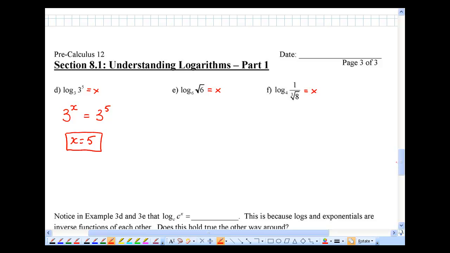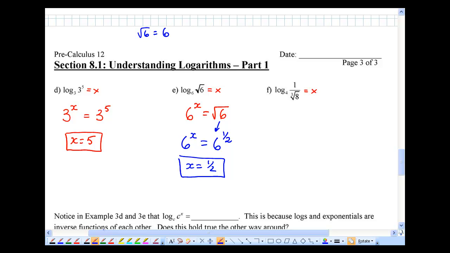And then e, we've got here, I think, 6 as the base. My exponent's x. And this equals root 6. Now, once again, how do I write root as an exponent? If you remember, those are fractional exponents, 6 to the power of half. That's cool. And so x equals 1/2. Remember that stuff, guys? Root 6 is 6 to the half.